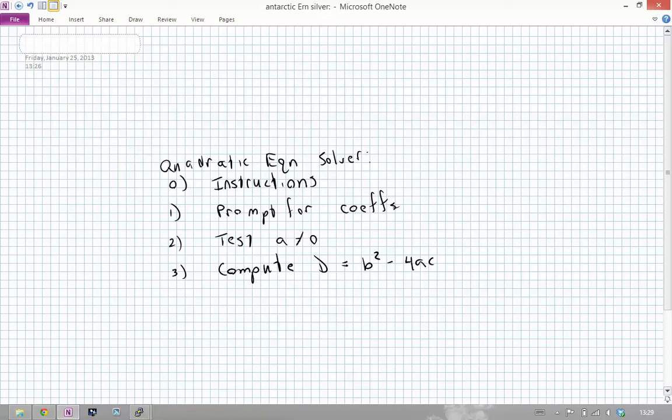I would literally have a D in my program. So once I'm happy with my coefficients, I would literally just compute b squared minus 4ac. Once I figure out D, now I can drop into an if statement.